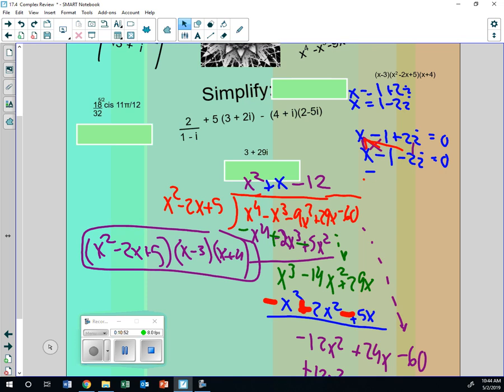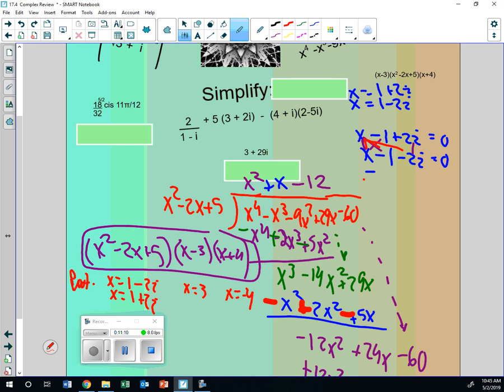All the roots, if they ask for the roots, you would say x equal to 1 minus 2i, x equal to 1 plus 2i. Those are the two that go with this. x equal to 3 and x equal to negative 4, if you wanted the roots. We didn't need them here, but these are the factors. This is called the real factors. x minus 1 plus 2i would be a complex factor. All right, go ahead and work on that last one.